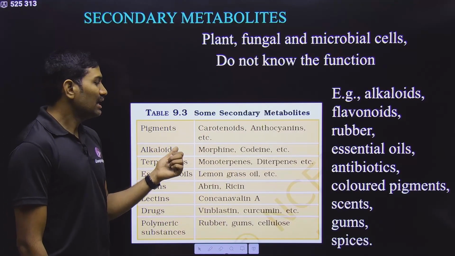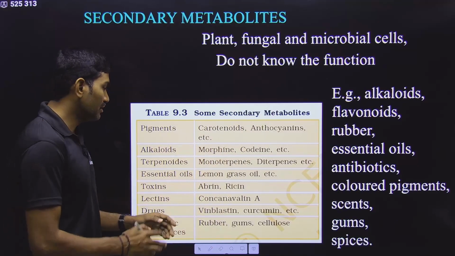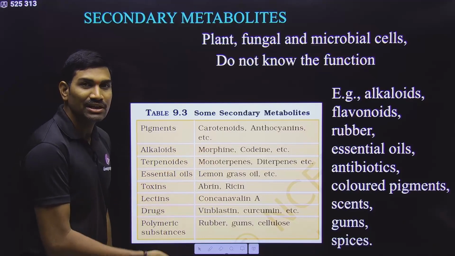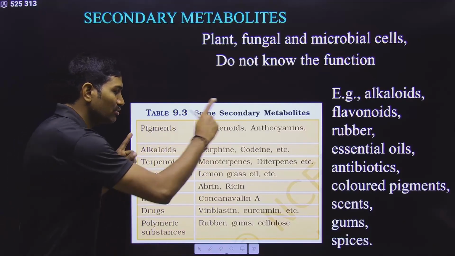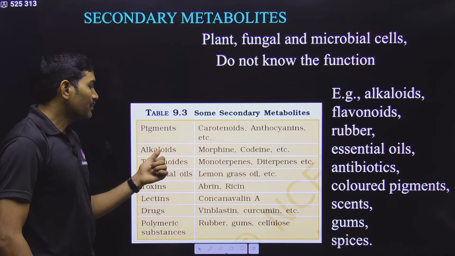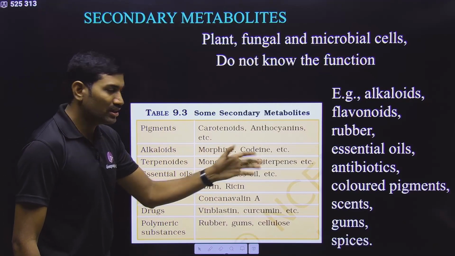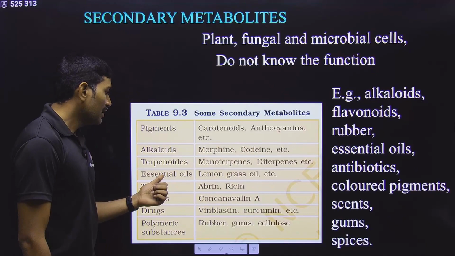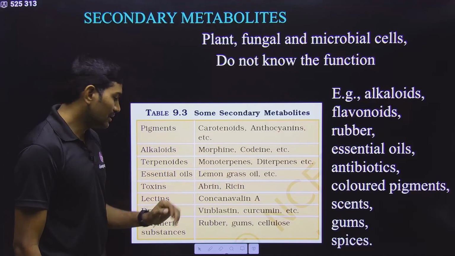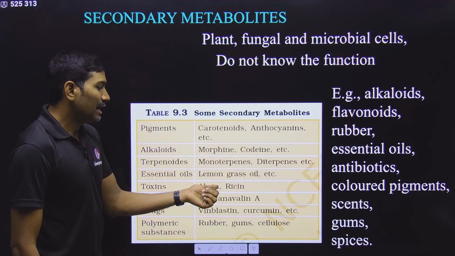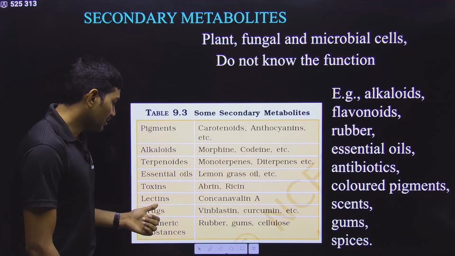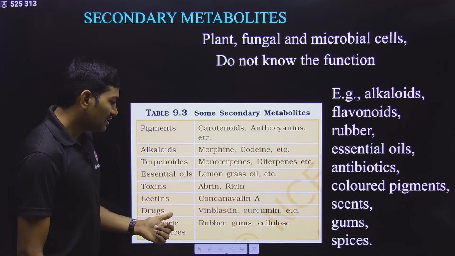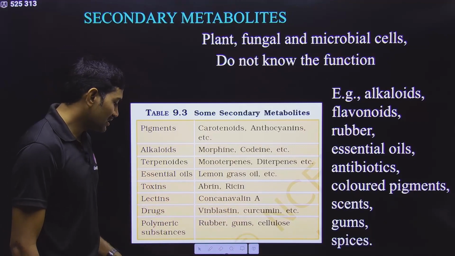Next one, alkaloids. Alkaloids like morphine, codeine. Please remember this one they may ask in the matching or directly they may ask that identify the alkaloid from the given list, like that also they may ask. So you need to compulsorily remember this particular table. Alkaloids examples are morphine, codeine and etc. Terpenoids examples, monoterpenes, diterpenes examples, and essential oils example, lemongrass oil. For the toxins example, abrin and ricin, these are important examples. For the lectins, important example is concanavalin A. And regarding the drugs, vinblastine and curcumin, these are standard examples.